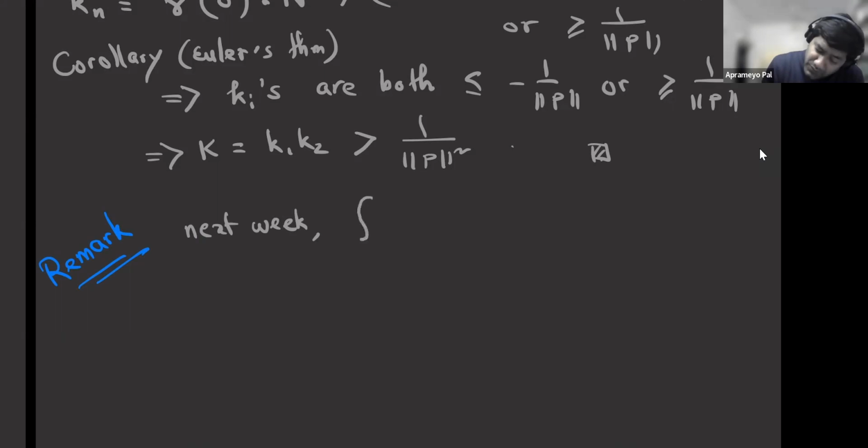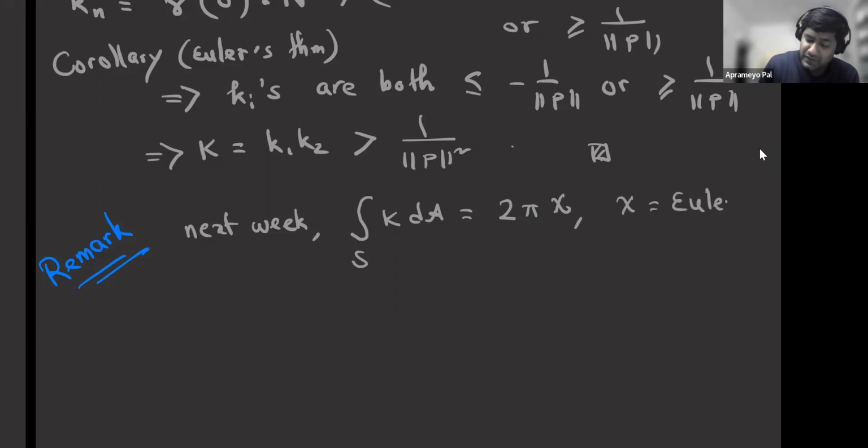It tells you that if you integrate the Gaussian curvature over the whole surface, then this is 2 pi times something called the Euler characteristic, where chi is the Euler characteristic. So don't bother; if you don't understand this, just think of it as a number. This is called the Euler number of some triangulation. Please do not bother if you don't understand this.